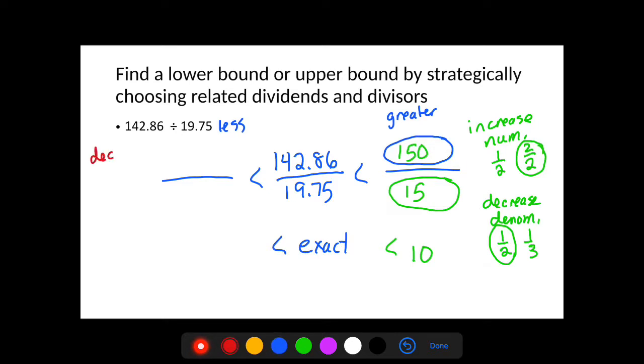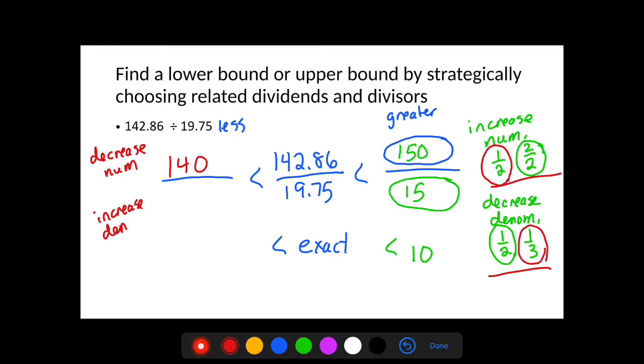So now I want to decrease the numerator, right? If I come back over here, the smaller numerator is the smaller fraction, so let's make this 140, and I want to increase the denominator. The larger the denominator, the smaller the fraction here. So if I go back here, the larger denominator was the smaller fraction. So I'll make 19 75/100 up to 20. That gives me 7. So my exact answer should fall between 7 and 10.